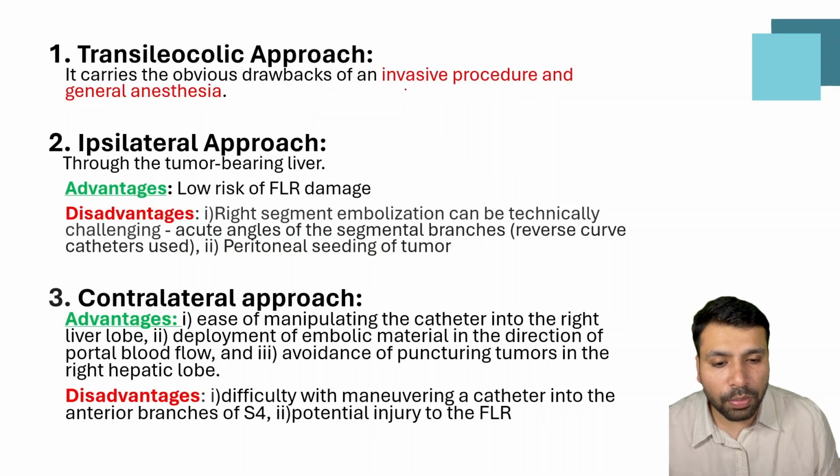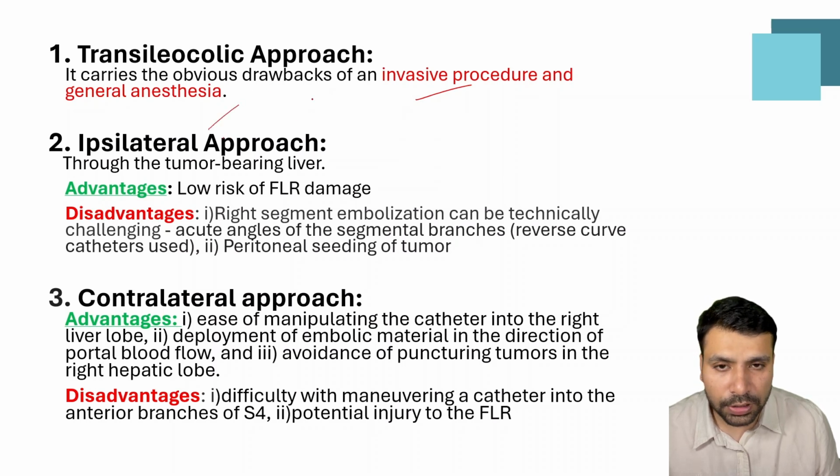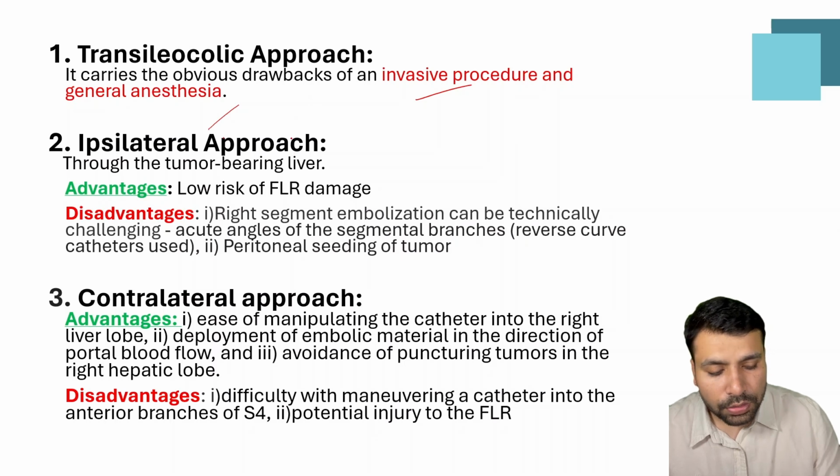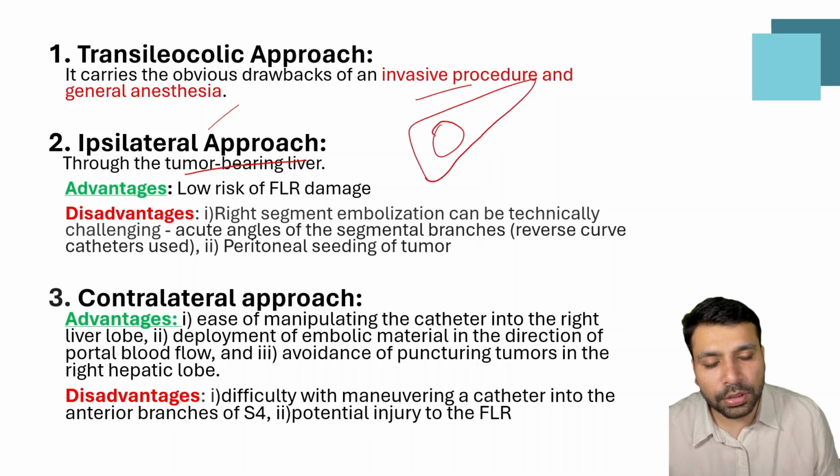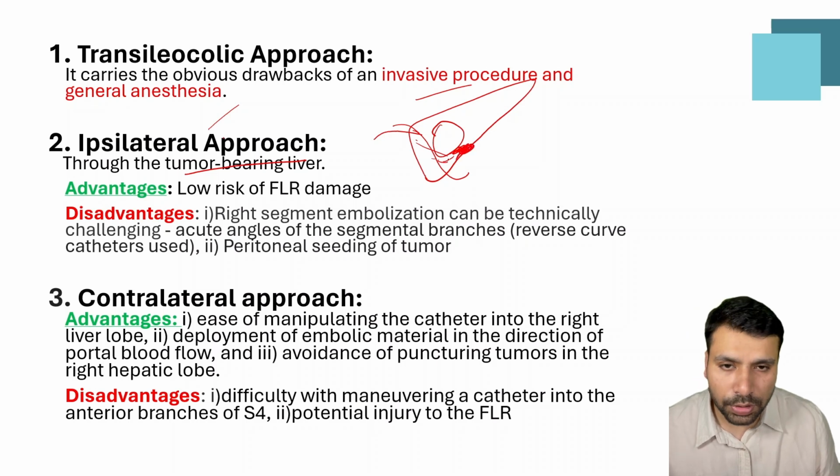Transalveolic carries the drawbacks of an invasive procedure and general anesthesia. I just wanted to tell you the drawbacks and advantages of all these techniques. So I told you ipsilateral and contralateral. Ipsilateral means through the tumor-bearing liver. This is the tumor. You enter here, then you find the portal vein somewhere here, and you embolize that part.